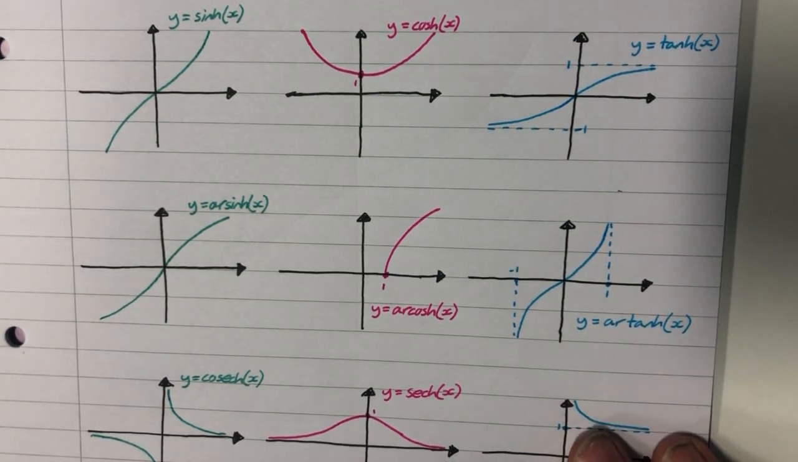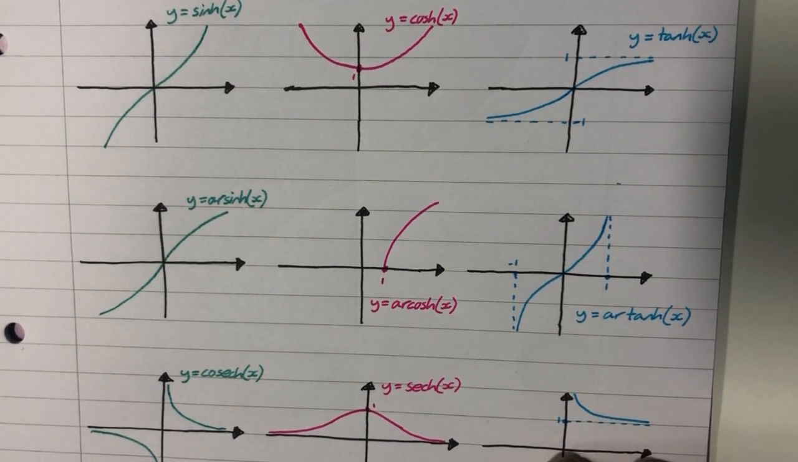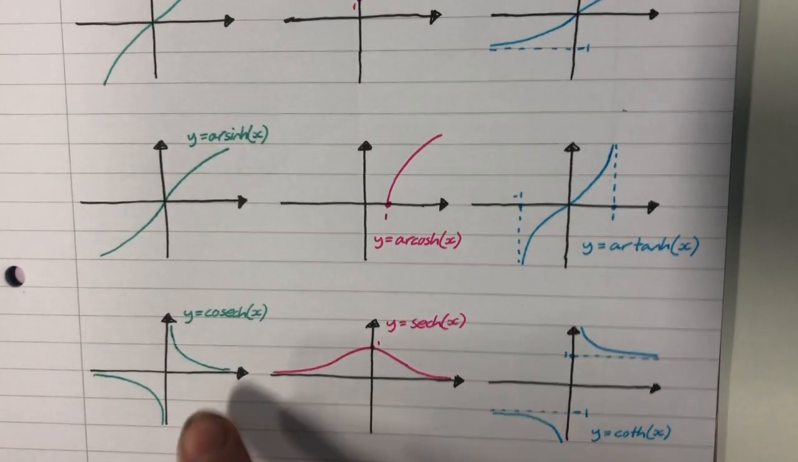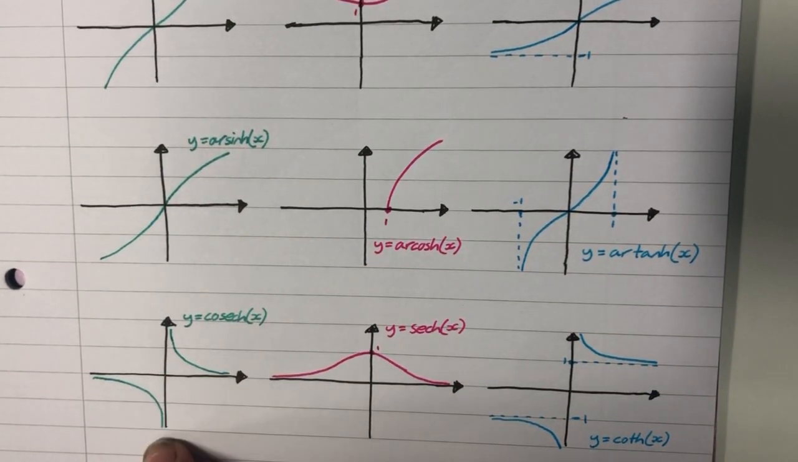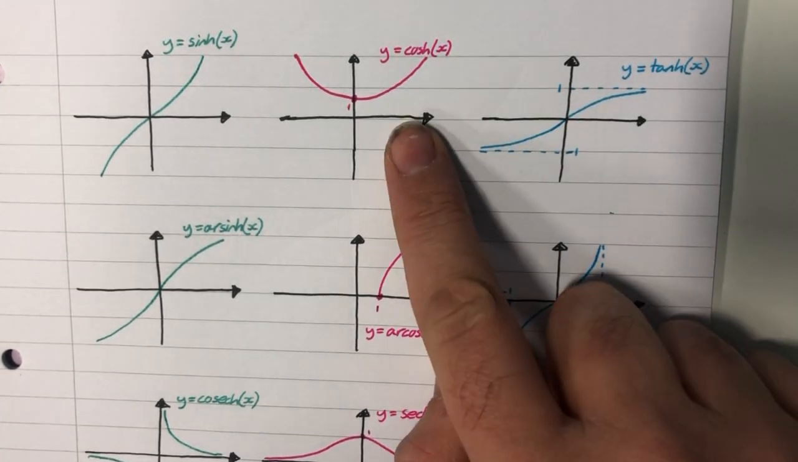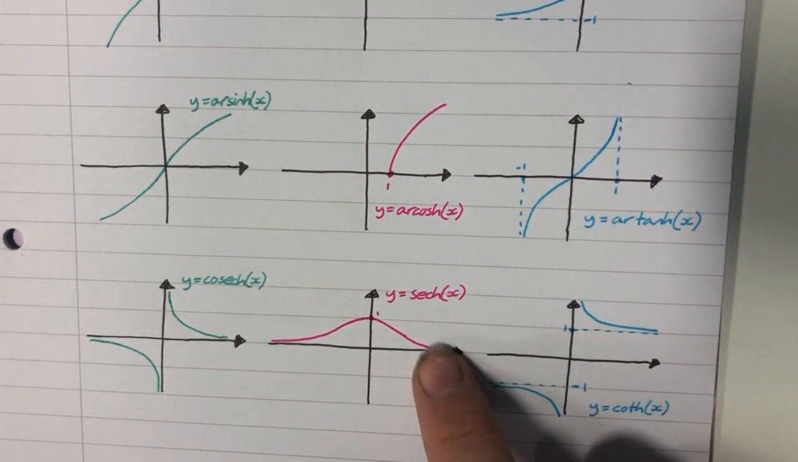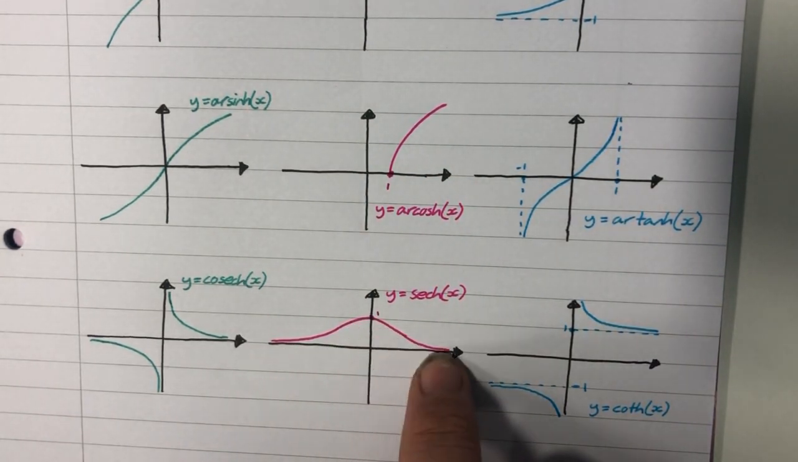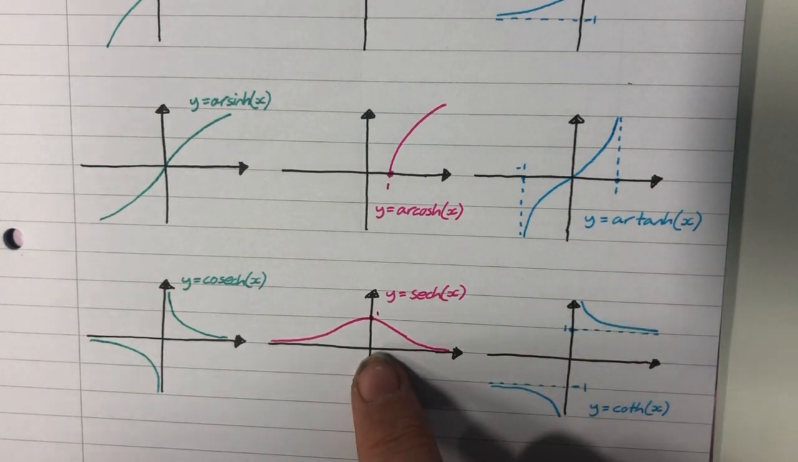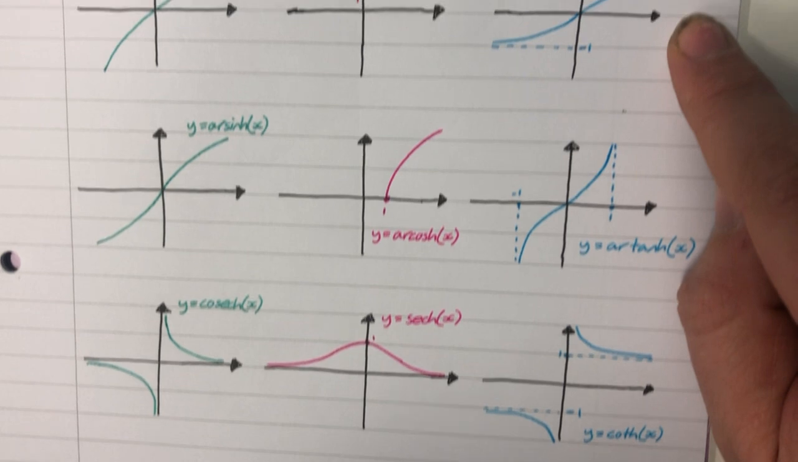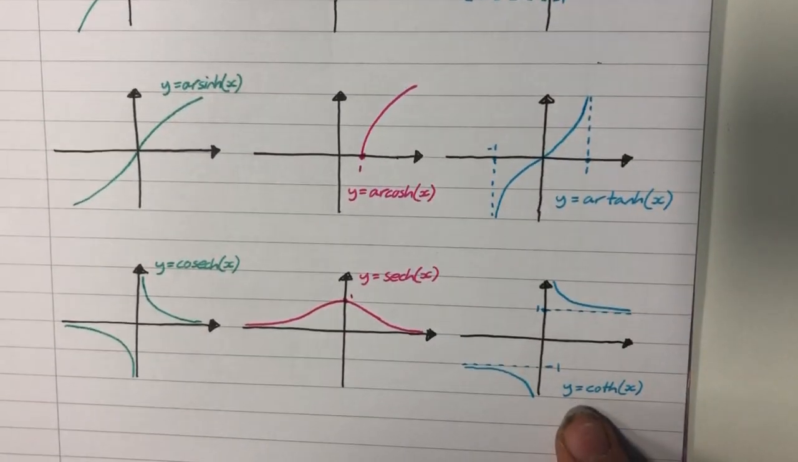And I've also got the reciprocals. So the reciprocal of sinh is cosech, and cosech kind of looks like a reciprocal graph. The reciprocal of cosh is sech, and that kind of looks like a normal distribution curve. It's not, but it looks like it might be. And then the reciprocal of tanh is coth.